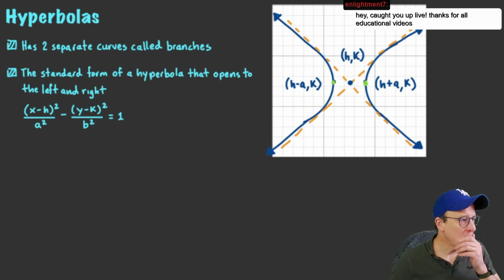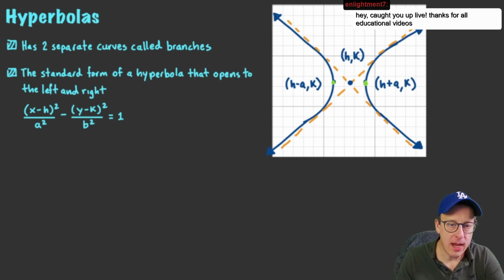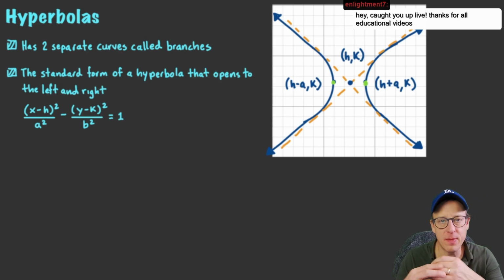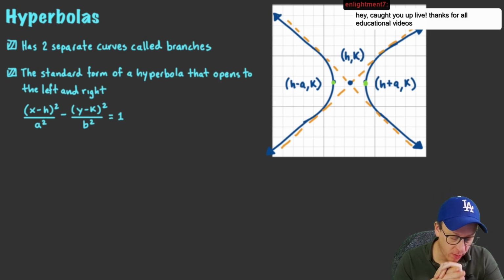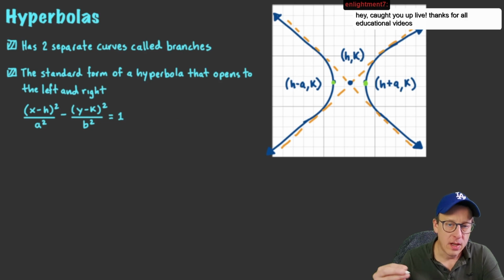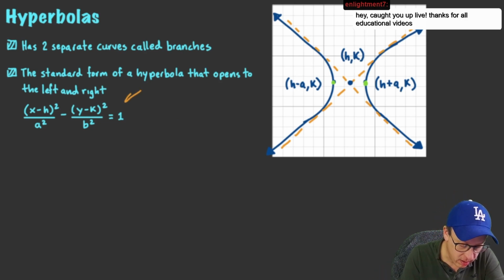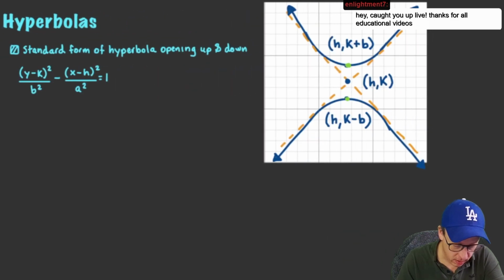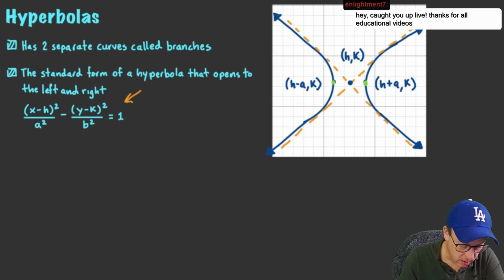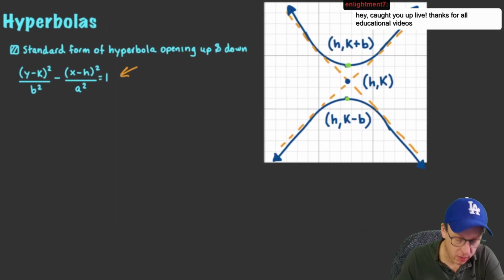Okay. So, basically, a hyperbola is just going to be similar to a parabola, except it's going to have two separate curves, and they are going to be referred to as branches. You can see here the standard form of a hyperbola that is going to open to the left and right. This guy right here. And the standard form whenever it opens up and down is going to be right here.